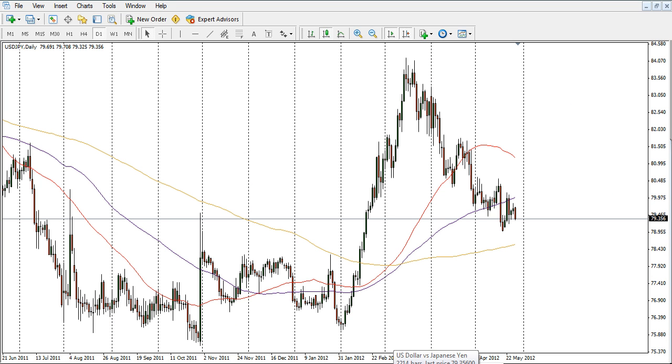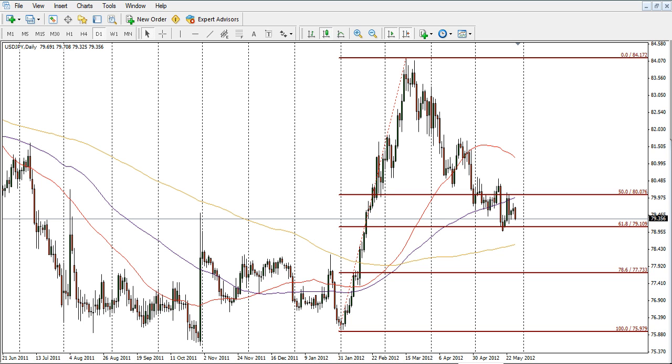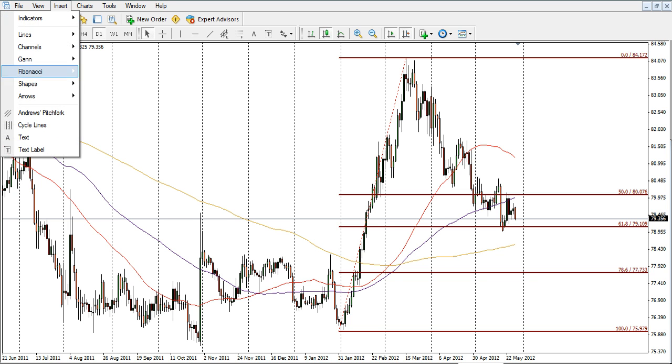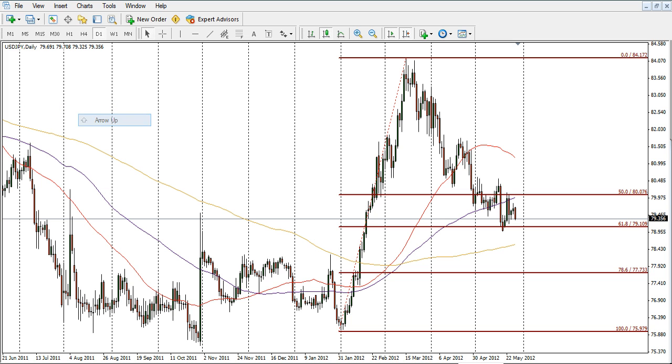Okay, let's have a look at dollar yen. What do we have on dollar yen? Nothing too much of interest on dollar yen, as we've spoken about for the last few weeks, really. This recent fib move is what we're looking at. We've had a kind of bounce off of this 61.8 Fibonacci retracement level.